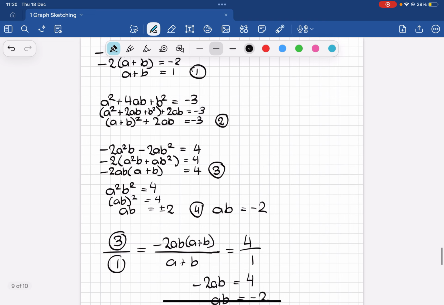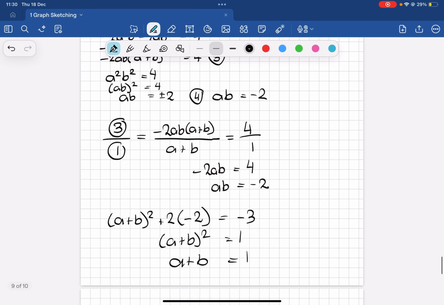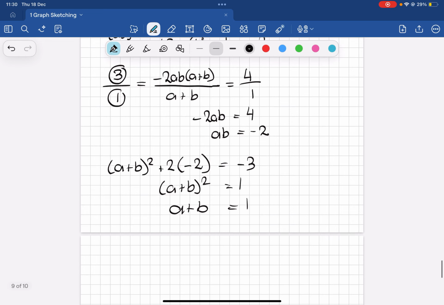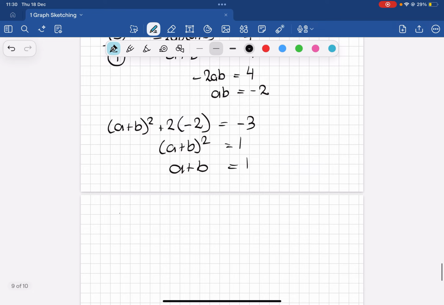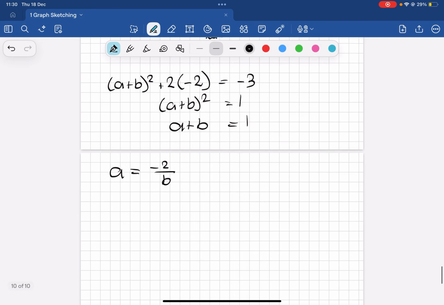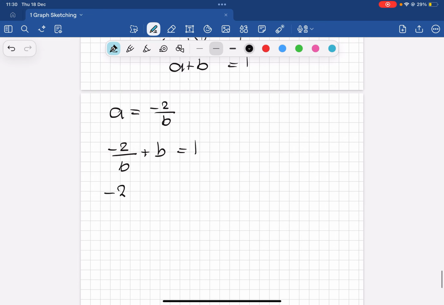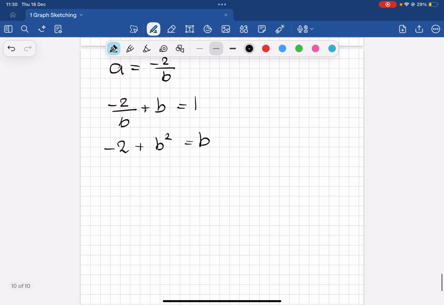Where can we go with this? We've got ab equals minus 2. We've got a plus b equals 1. So let's rearrange ab equals minus 2 for a. So we've got a equals minus 2 over b. Let's sub this into a plus b equals 1. So we've got minus 2 over b plus b equals 1, times through by b. So we've got minus 2 plus b squared equals b. Rearrange to get 0 on one side. So b squared minus b minus 2 equals 0.